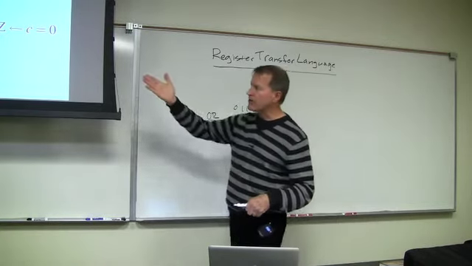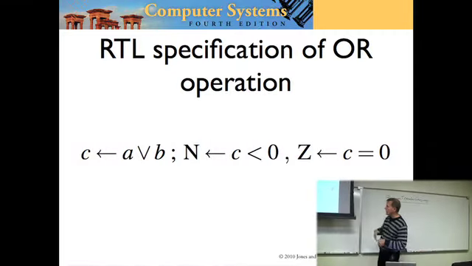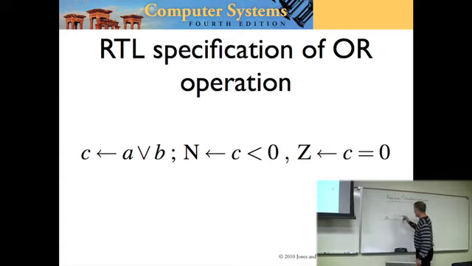So here is the RTL specification of the OR operation. How would you do the OR of this? What would this be? 1110. And then we have N and Z. What would N be? 0, because that's a copy of this. And what would Z be? 0, because they're not all zeros.